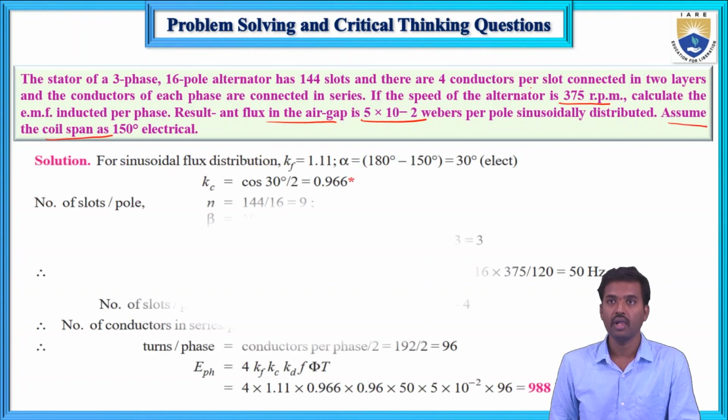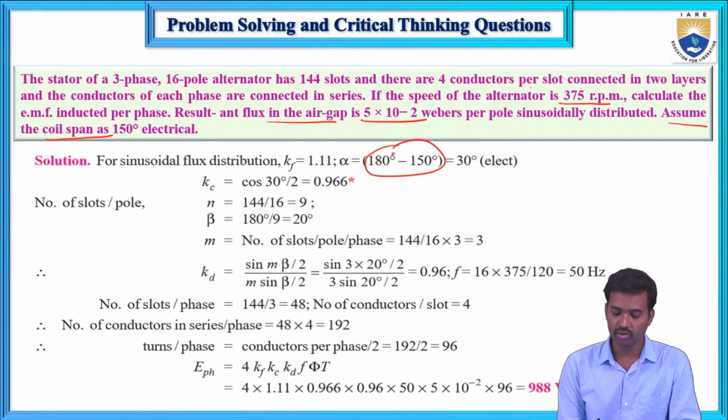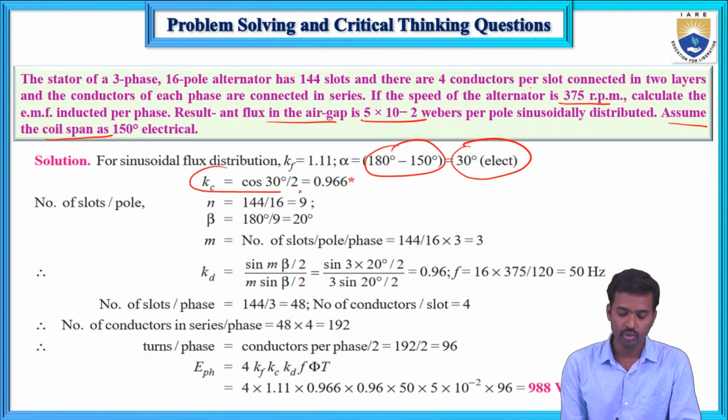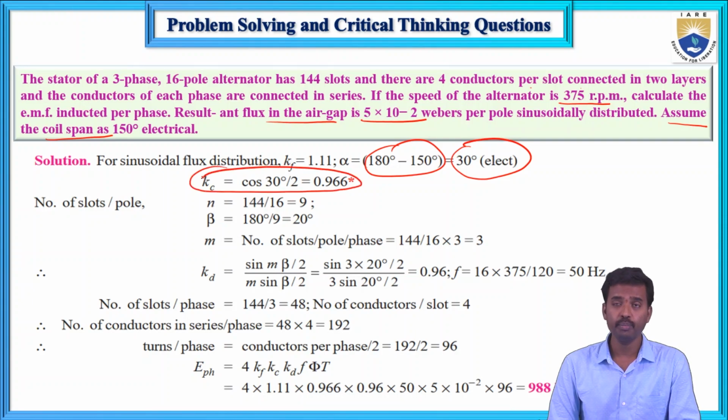So now here 180 minus 150, that is alpha equals 30. Cos(30 by 2) is the pitch factor, that is 0.966. And next, what about the number of slots per pole?